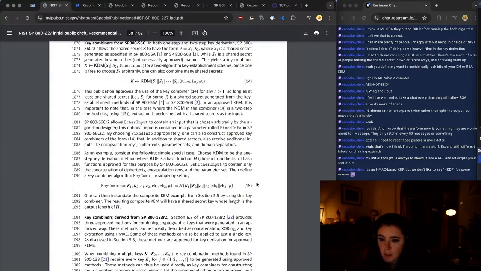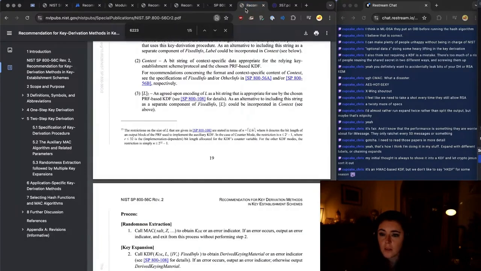56C allows other input to contain an input that is chosen arbitrarily. Contain the parameters. Okay. Choosing fixed info and fill appropriately, we can construct approved key combiners of form 14 that, in addition to shared secrets, also receive additional inputs like encapsulation key, ciphertext, parameters. That's advanced. Yep. Choose the KDM to be the one-step key derivation method with KDF as hash function H. Sure. Jesus.